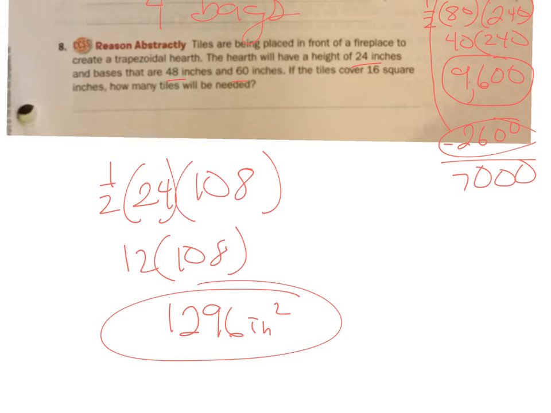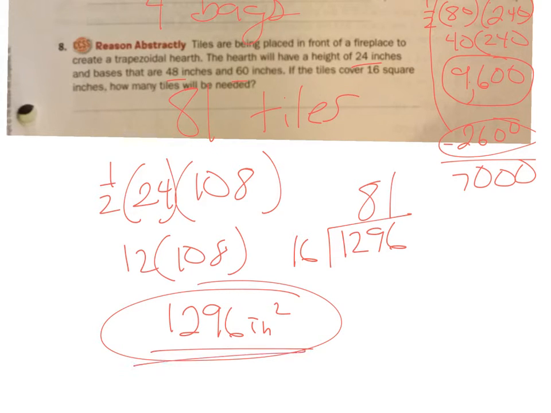Now it says if tiles cover 16 square inches, how many tiles will be needed? So now I'm going to take 1296 divided by 16 to see how many tiles I need. Divided by 16, and that becomes 81. So I need 81 tiles to cover this total area. All right, cool. I think we have a couple more here.